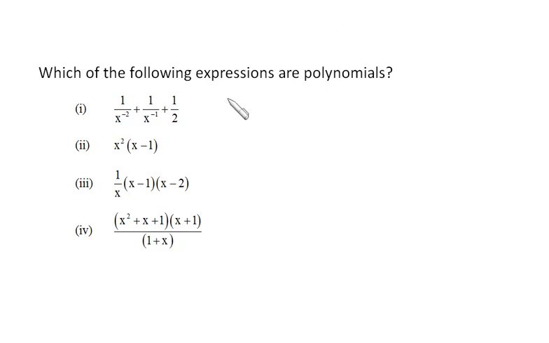First case, it's 1 upon x raised to minus 2. So we can write it as x square. Then it is 1 upon x raised to minus 1. We can write it as x and then plus half. So variables are having non-negative integral powers. So it's a polynomial.